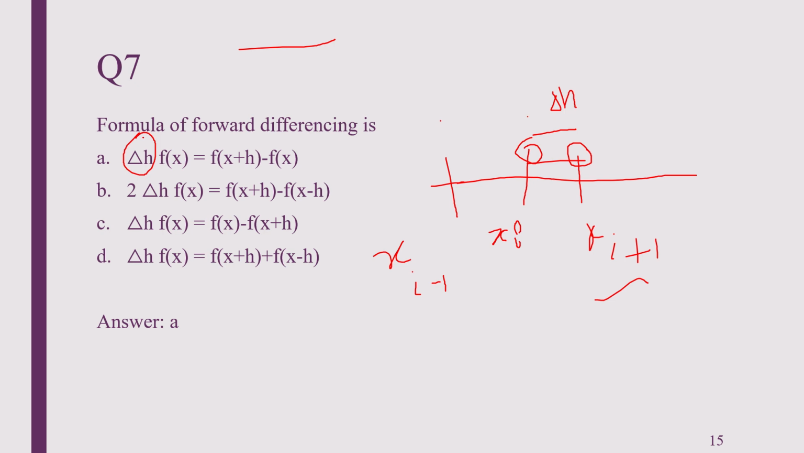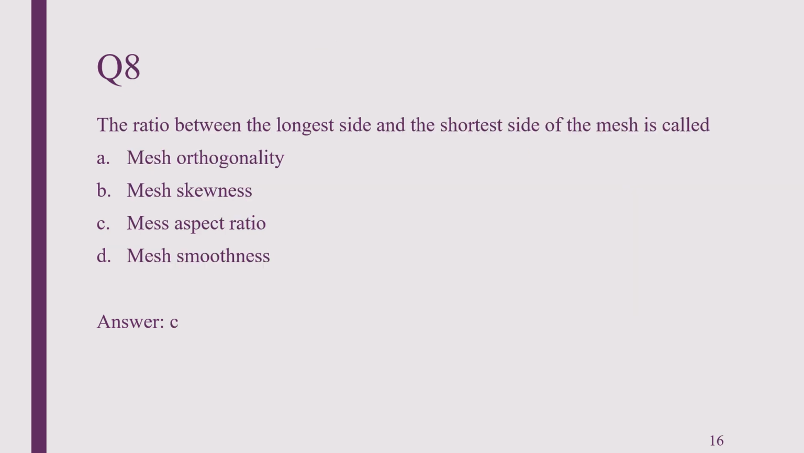So if we are going with the backward differencing, we would be having f of x i minus f of x i minus 1. So that is the formula for backward differencing. So we'll go to question 8.